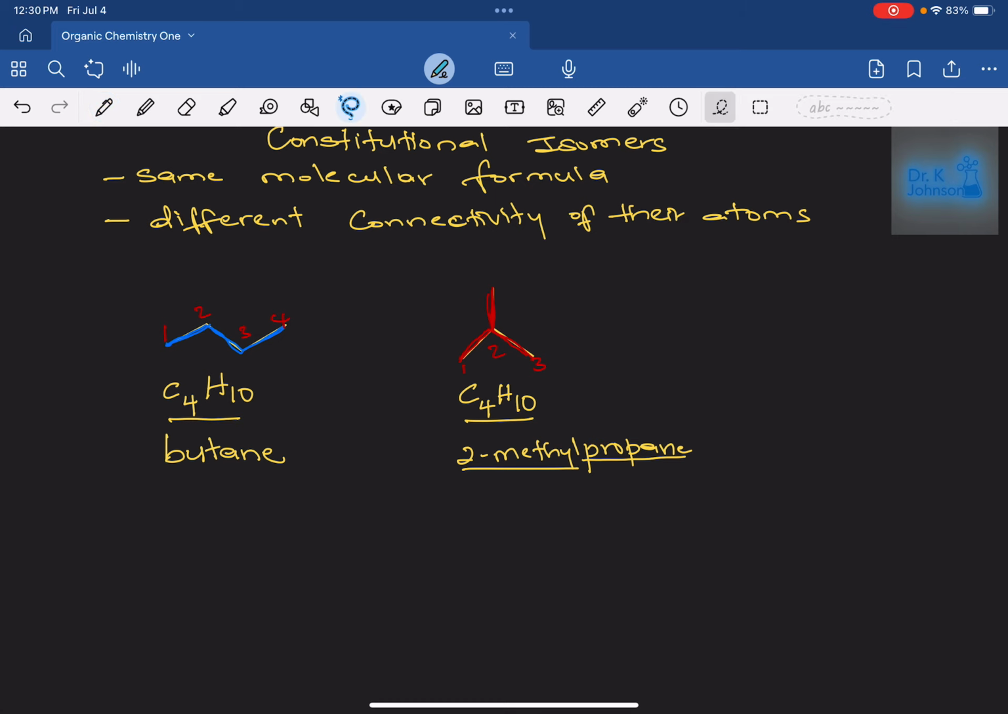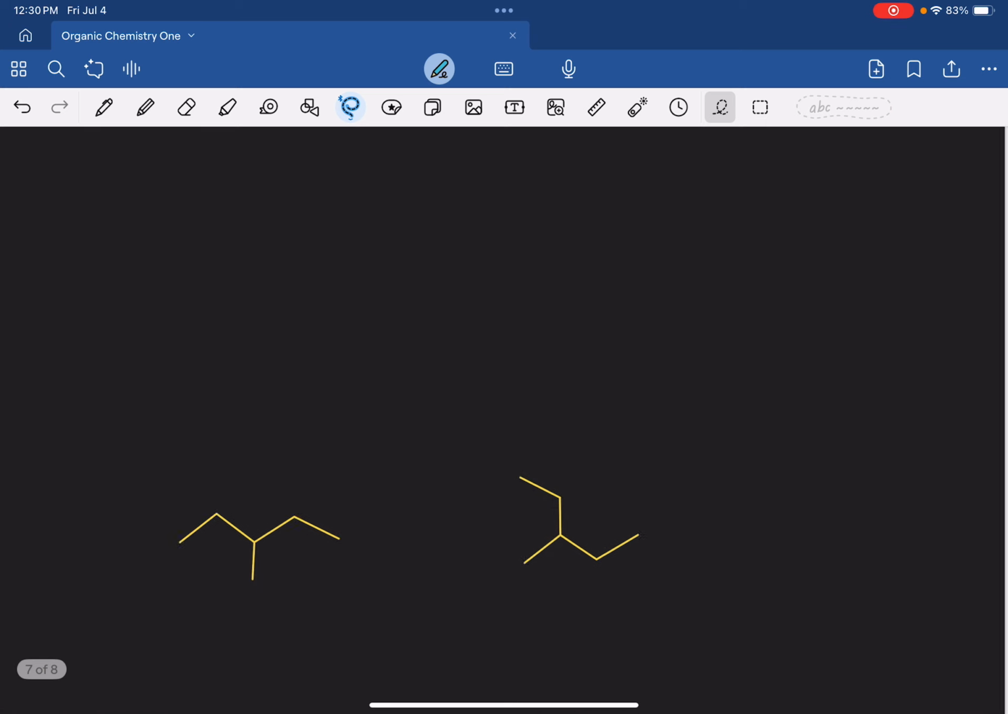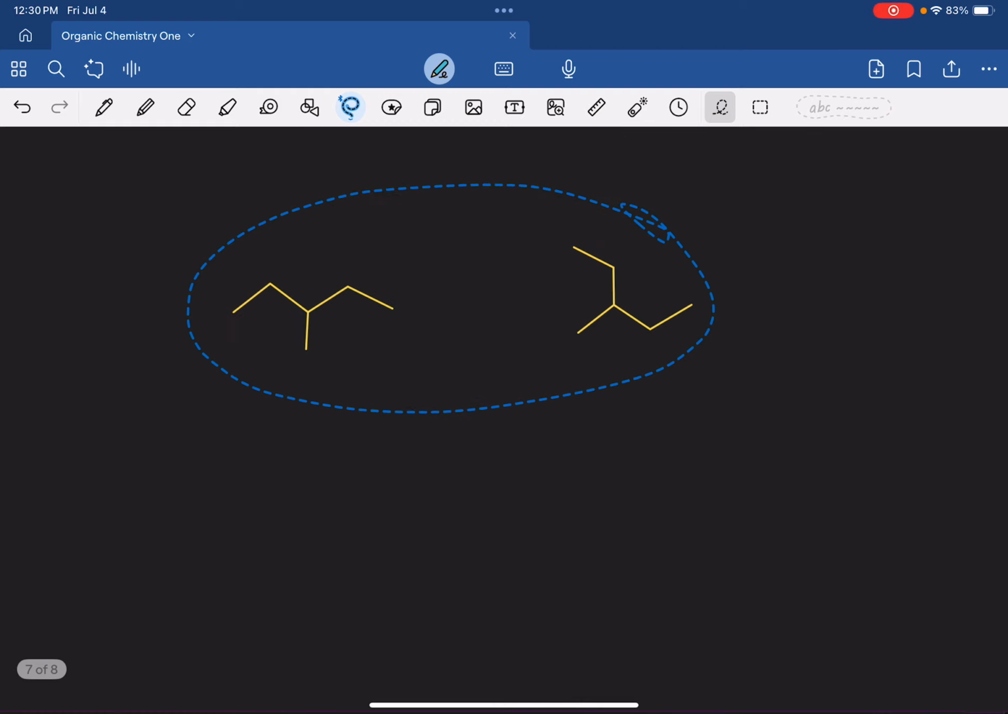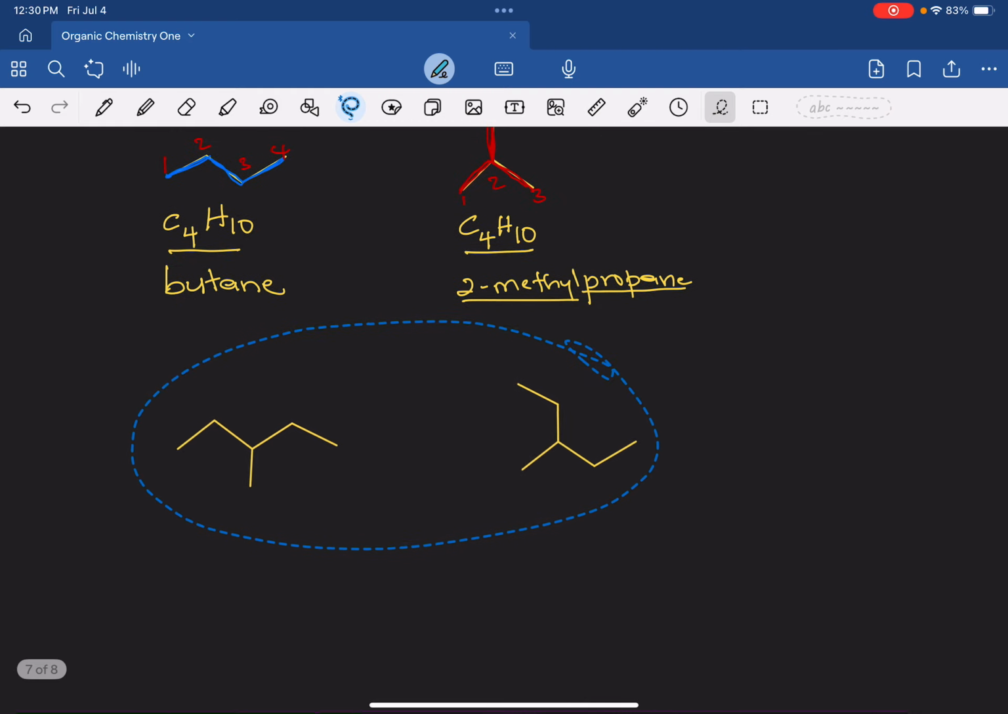So let's say, all right, let's talk about this example. Let's say you got this and you look at it and you're like, oh yeah, of course, these are constitutional isomers because just looking at them you think, of course, their connectivity looks different. Please don't do that. This is what you do.